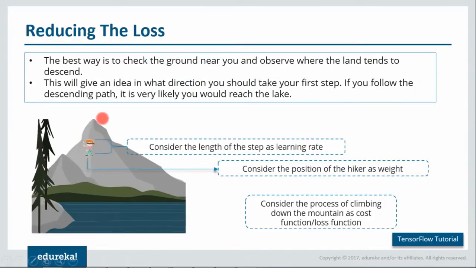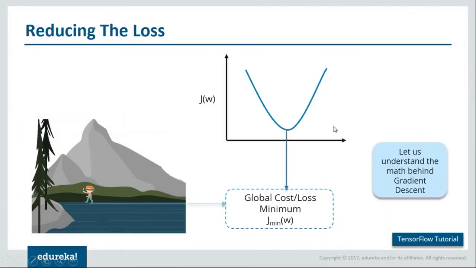One way of doing this is to observe the ground near you and move in the direction where the land tends to descend. Consider every step that you take as the learning rate and the position as the weight. The whole process is called the loss function. When you reach the lake, consider that point as the global loss minimum. Now you can apply the same concept on our model as well. Where the ground tends to descend, similarly the optimizer checks in which direction the variables should be updated so as to decrease the loss, and will keep on updating the variables in that particular direction.